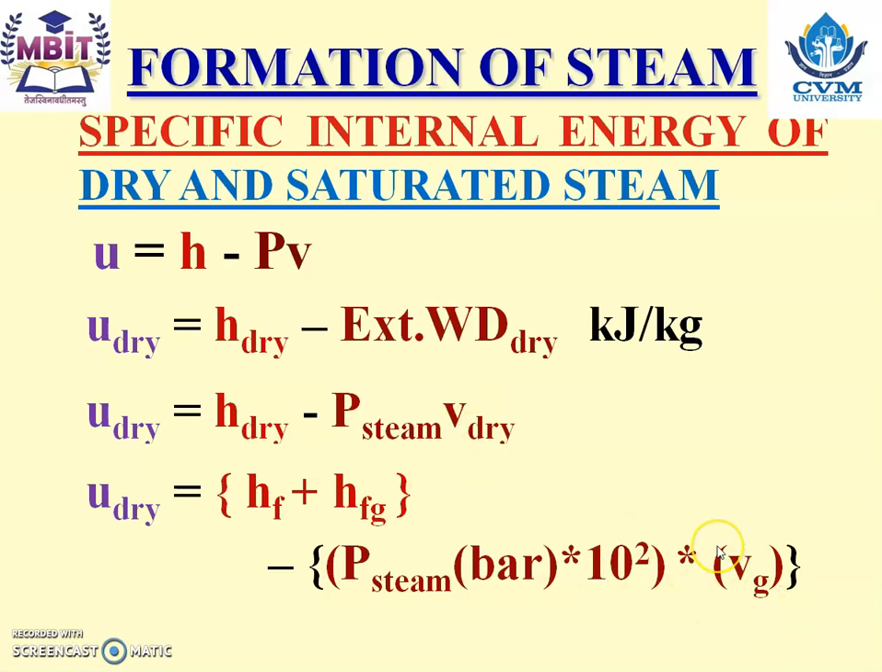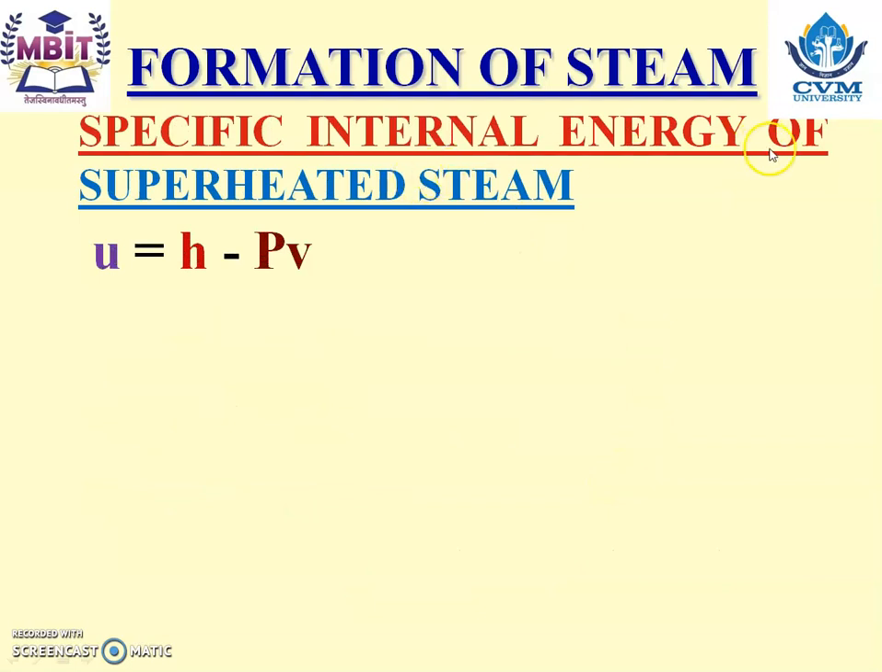So here how much data are we going to get from the steam table? Hf, Hfg and Vg we are going to get from the steam table. The only data given in the numerical is pressure. So if we know the pressure and the steam is dry and saturated steam, we can calculate the specific internal energy of dry and saturated steam. And now what is the next? Can anybody guess? Yes, specific internal energy of superheated steam.